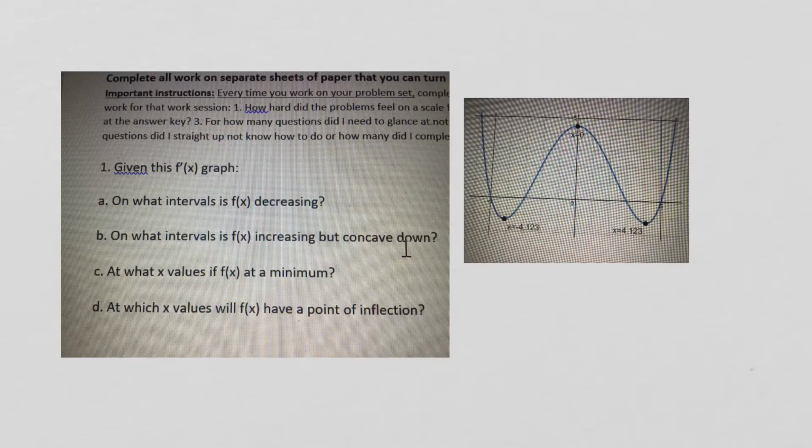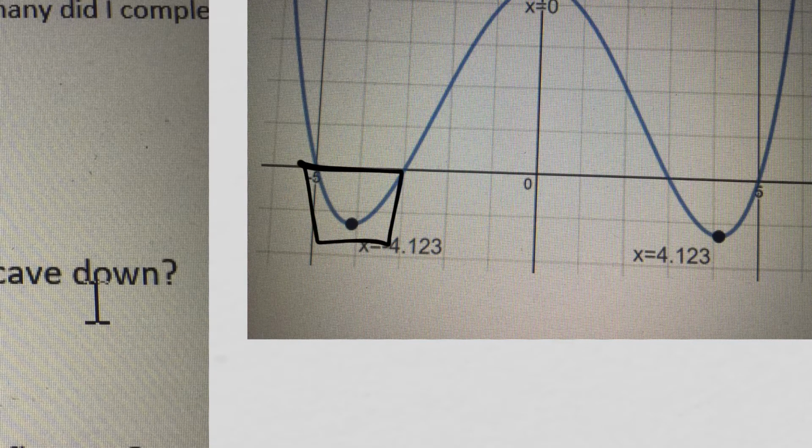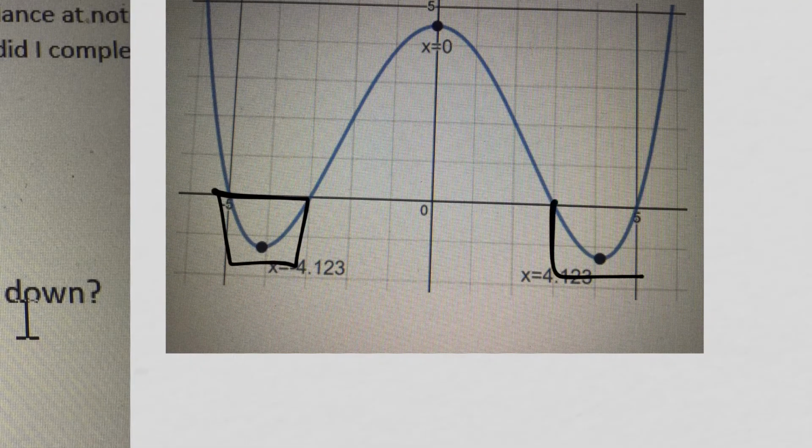Okay, number one of the problem set, we are given an f prime graph. And so then it's asking us different questions. Given this f prime graph, on what intervals is f of x decreasing? So f of x is going to be decreasing whenever f prime x is negative. So we can see that's going to be in this section and in this section.